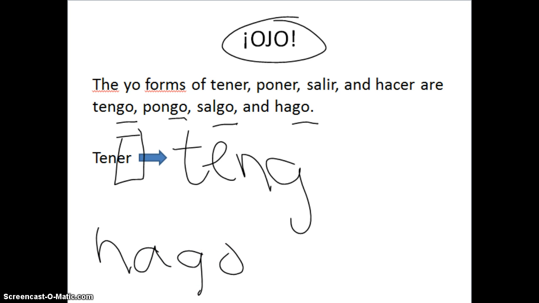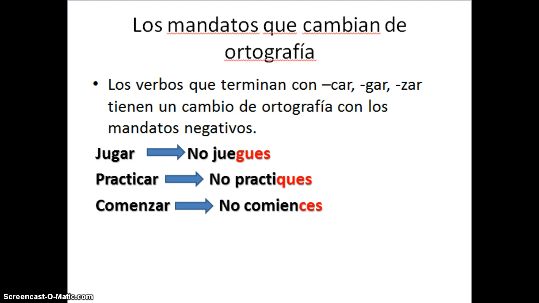And then we change the o, because it's an er verb, we change it to as, and we add the no, so we have no hagas. Okay? So a lot of these verbs, be careful because you're always changing to the yo form. You need to remember that sometimes the yo form is irregular in the present tense.